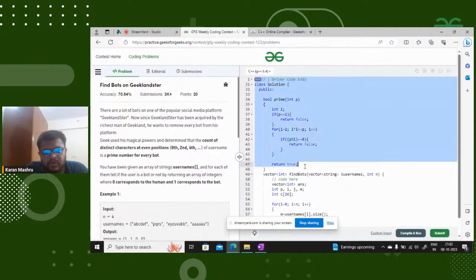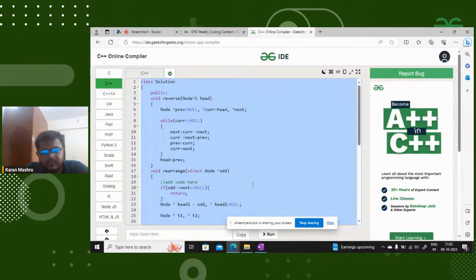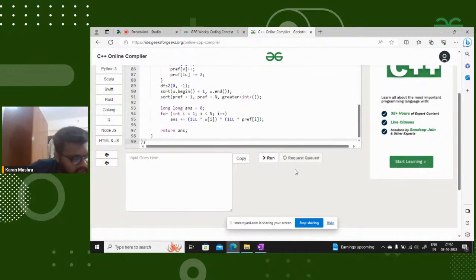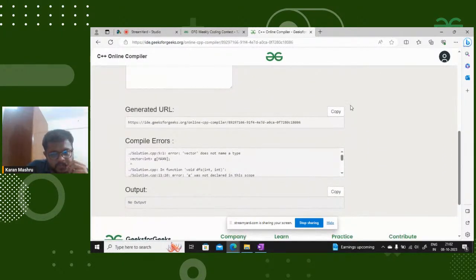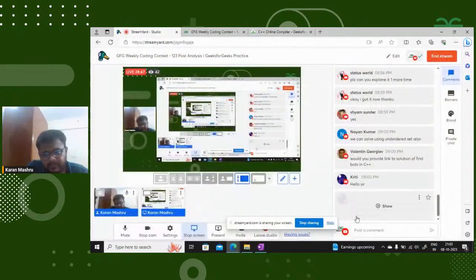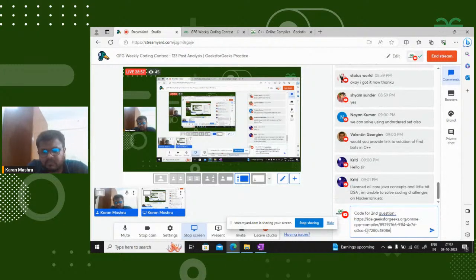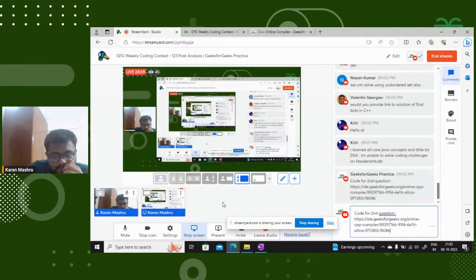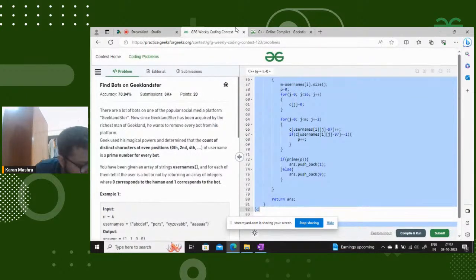So let me just copy down the solution. Let me just paste it. Let me generate it. Code for second question. Any doubts in this question?